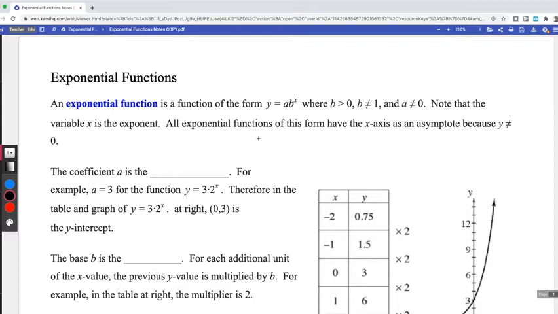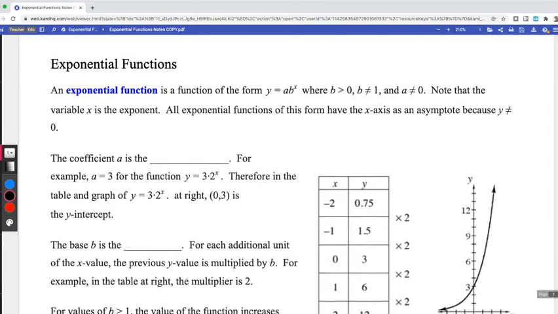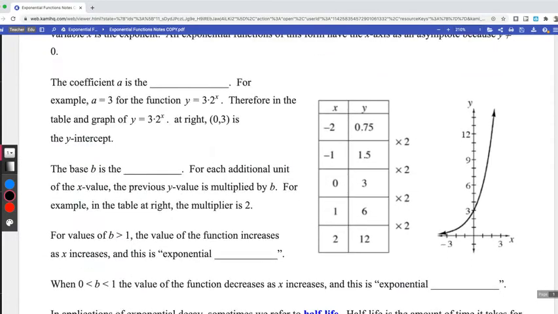All exponential functions of this form have the x-axis as the asymptote because y cannot equal 0. So you're going to see that asymptote in all of the ones that we're going to look at.